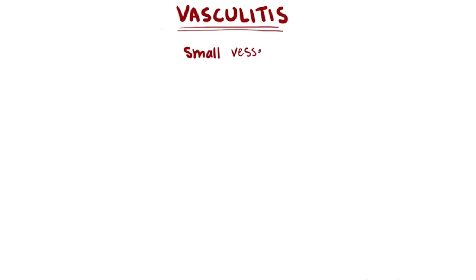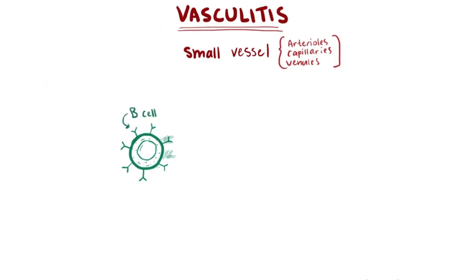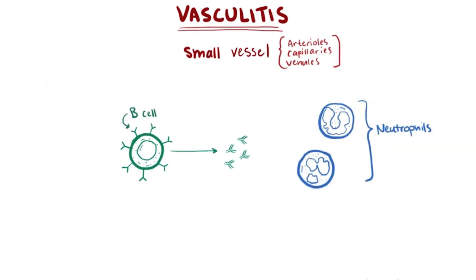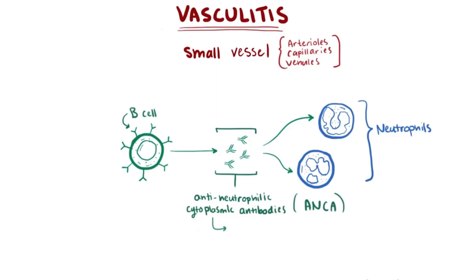Small vessel vasculitis affects small vessels like arterioles, capillaries, and venules. In these diseases, B cells mistakenly target their antibodies to granules made by the person's own neutrophils. In a sense, one immune cell attacking the other. The antibodies are called anti-neutrophilic cytoplasmic antibodies, or ANCAs for short, and they're mainly of the IgG type.